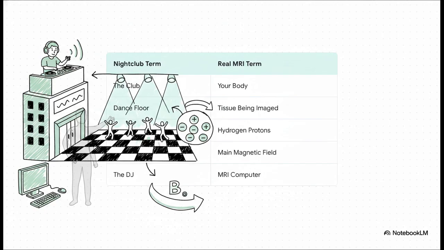And who's on that dance floor? Well, that's all the dancers, of course. These are the real stars of the show, the millions of hydrogen protons inside your body's water molecules. Now, in any club, you've got the main lights, right? They're always on, kind of keeping everyone oriented. That's the MRI's main magnetic field, or B0. And running the entire show from the booth, that's our DJ, the MRI computer.